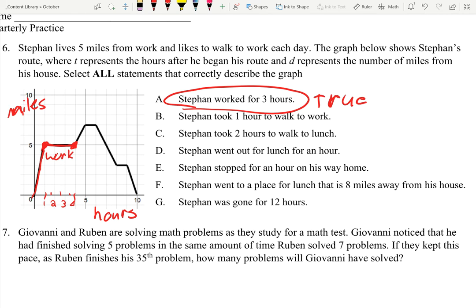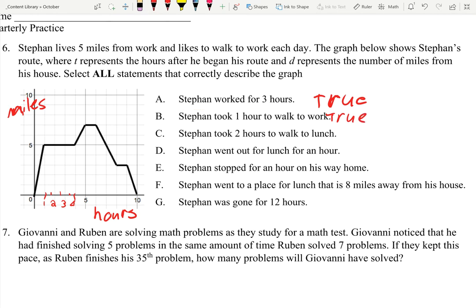Now, Stephen took 1 hour to walk to work. That's true as well because you can see that right here, right? His distance is increasing over time. It's always going up. He's not stopping at all because he's constantly moving further and further away from his house. And that length of time took 1 hour because after 1 hour, he stopped walking, right? This is him walking. After 1 hour, he stayed the same again. So yeah, that's true as well. It took him 1 hour to get to work.